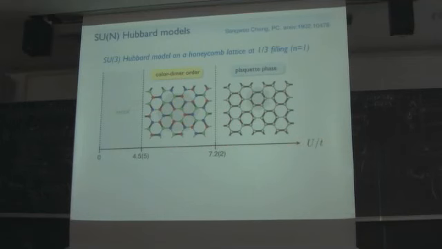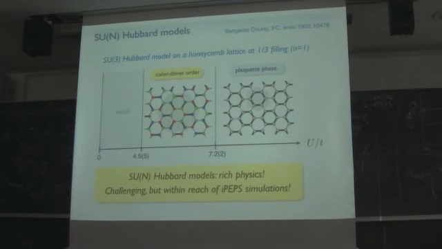Okay, we'll not go more into the details, but it also shows again that these models have become within reach of iPEPS simulations, and we can really expect a rich physics here in these models. And in the end, it's also going to be useful to have predictions for these future quantum simulators for these SU(N) systems.